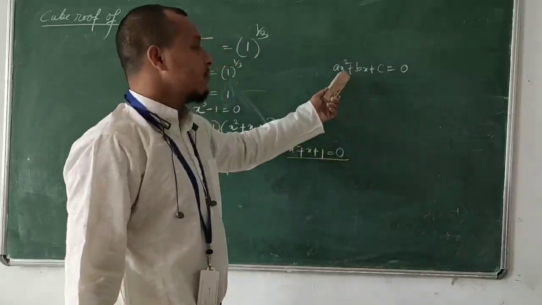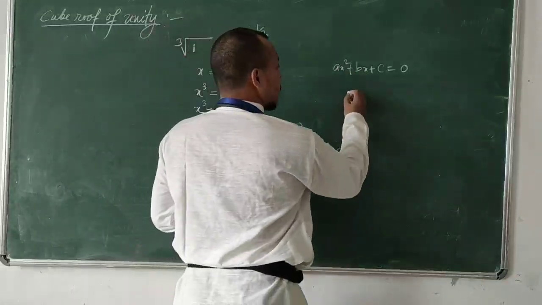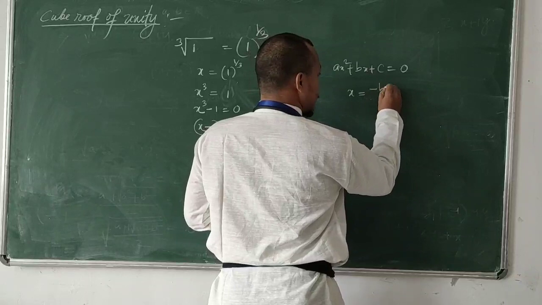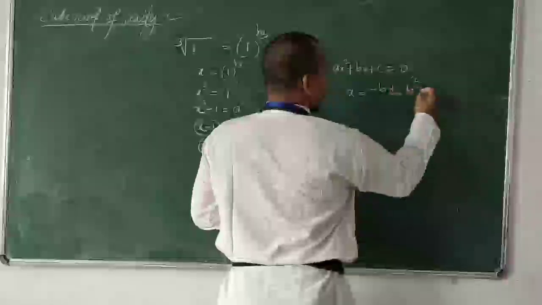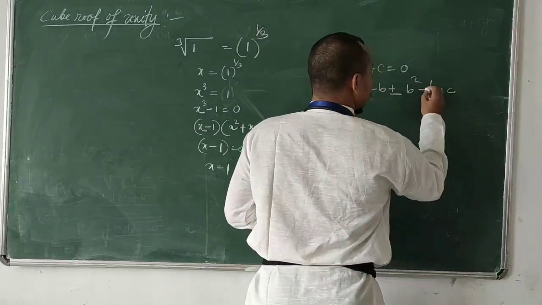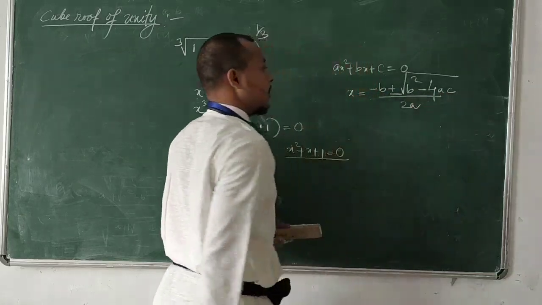This is a quadratic equation. If this quadratic equation is given, then how do we find the root x? We know the formula, the Acharya formula: x equals minus b plus or minus the square root of b square minus 4 into a into c, all over 2 into a. This is the formula. Okay?